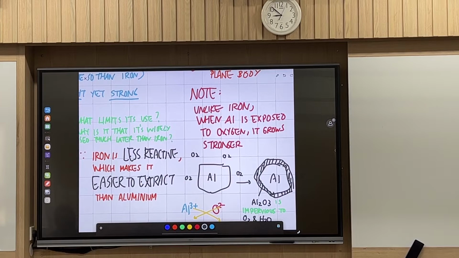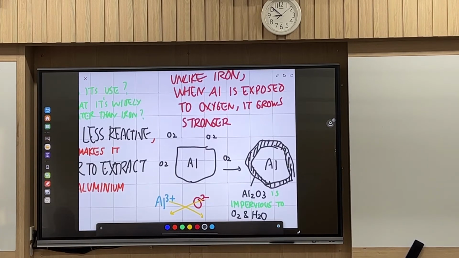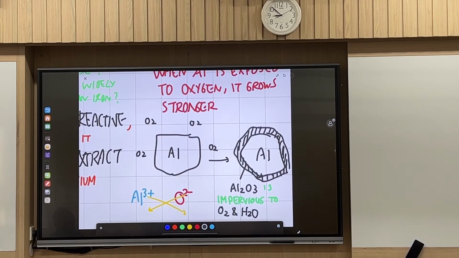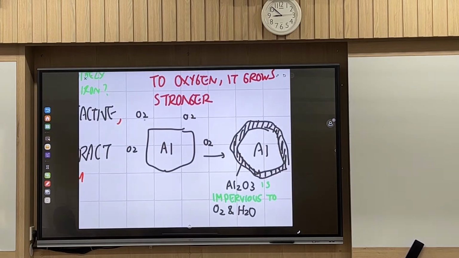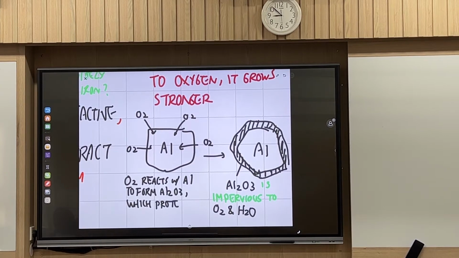Only iron rusts. No other metals rust. You can however say that some other metals can react with oxygen, like aluminum. So can you write down: oxygen reacts with Al to form Al2O3, which protects it. Protects it how? By being impervious to oxygen and water.